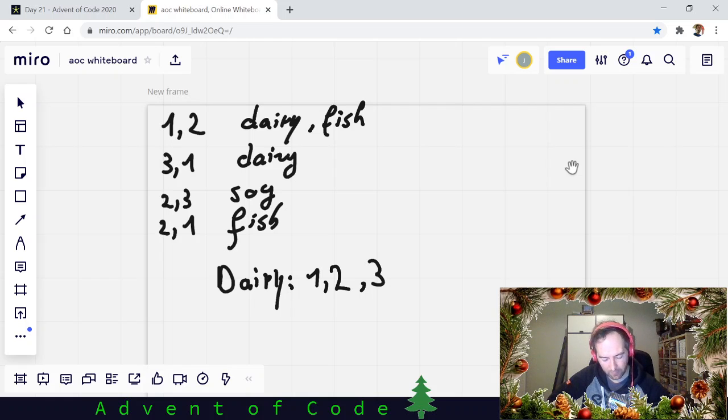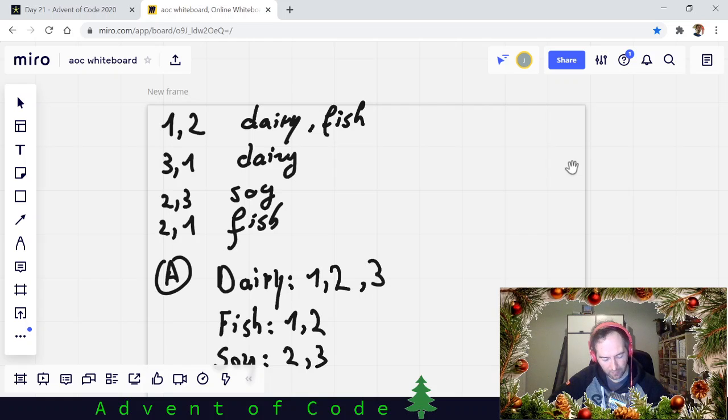Let's take the next one, fish. Fish can also be 1 or 2 because of the first rule. Fish is also in the last one, but it's also 1 or 2, so we're done with the fish. What's the third one? Soy. Soy is only in one rule, and that's 2, 3. So that's easy. This is phase one of the algorithm, phase A.